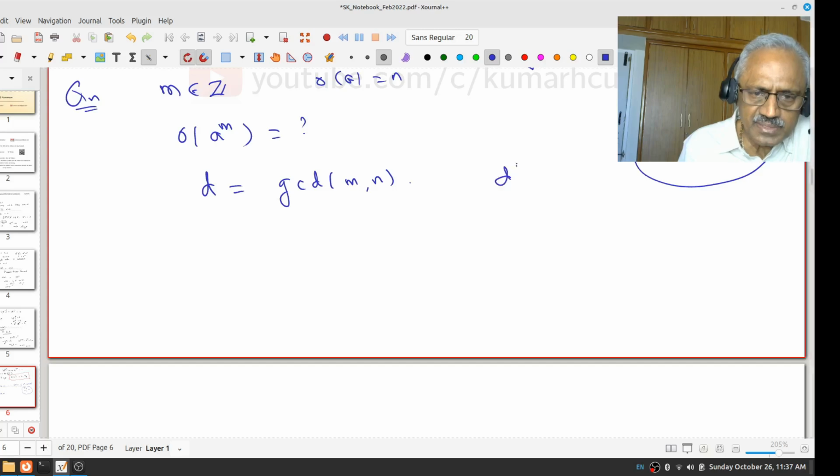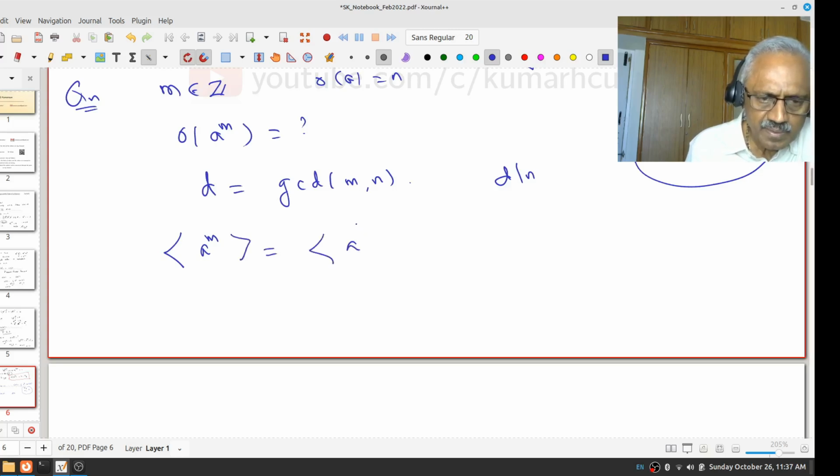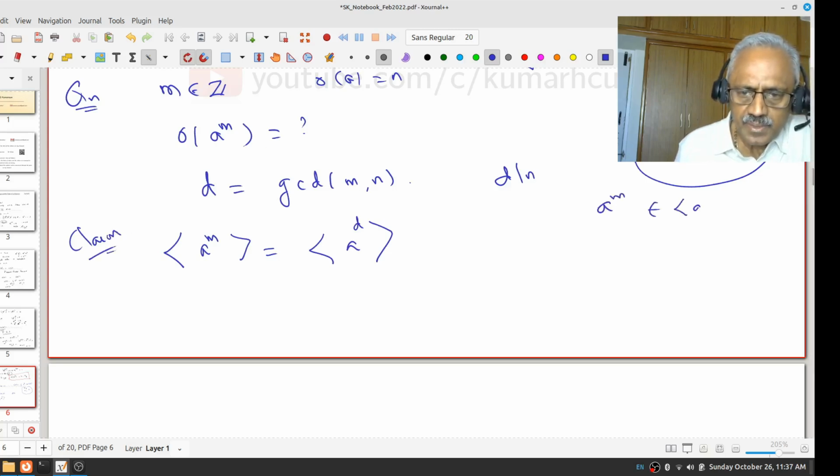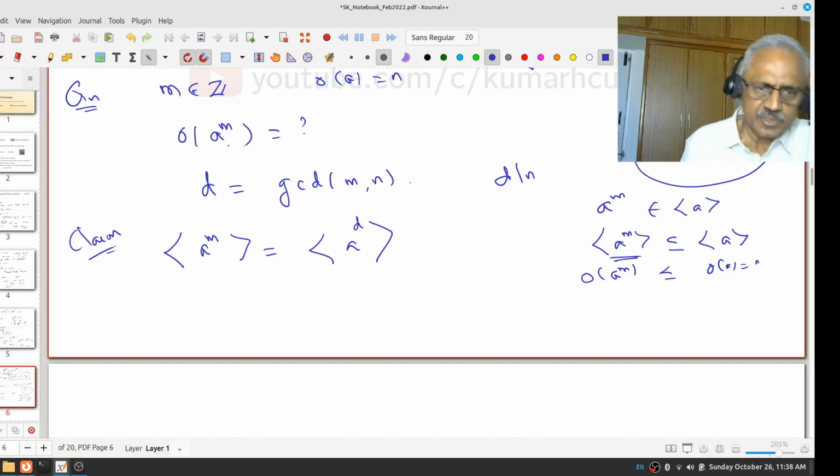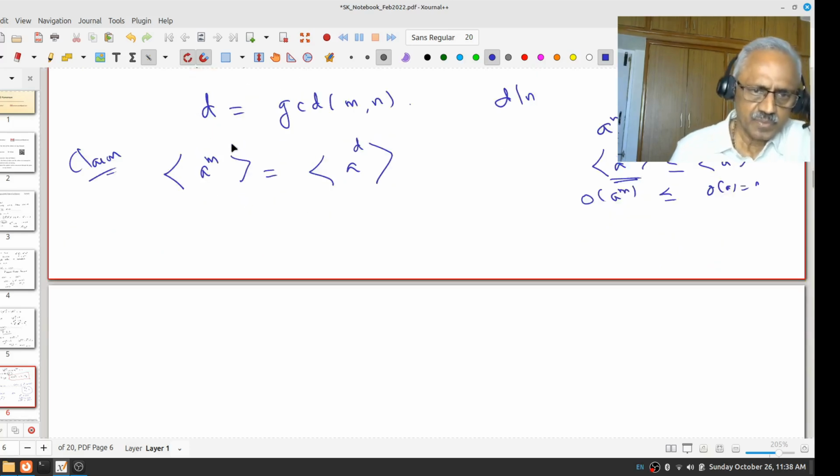Therefore, d divides n, right? Now I claim the cyclic subgroup generated by a to the power m is the same as the cyclic subgroup generated by a to the power d. This is a claim. Notice that a to the power m belongs to the subgroup generated by a, therefore the subgroup generated by a to the power m is contained in the subgroup generated by a, and the order of a is n. Therefore, the order of a to the power m, the number of elements in here, should be less than or equal to this. Therefore, a to the power m is also of finite order, and we want to claim this.